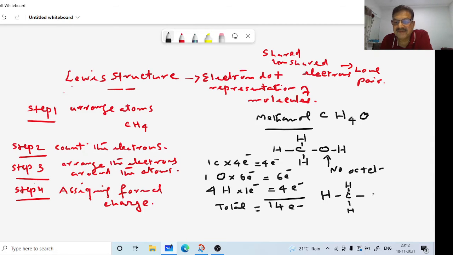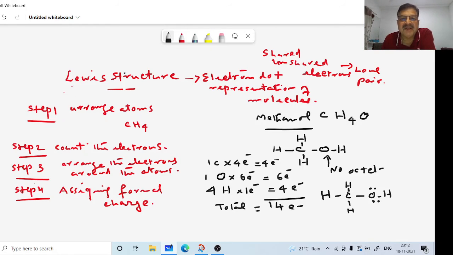This is a bond here. There will be a lone pair here, and a lone pair here. So this is the way you have to write the valid Lewis structure. When the oxygen has no octet, we complete it with lone pairs of electrons. Now, how will you draw in the case of multiple bonds?